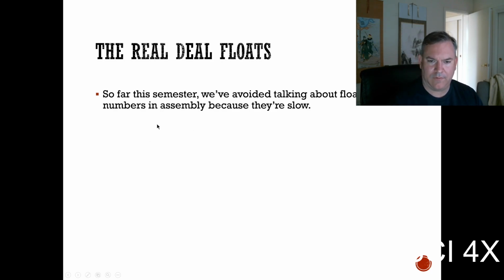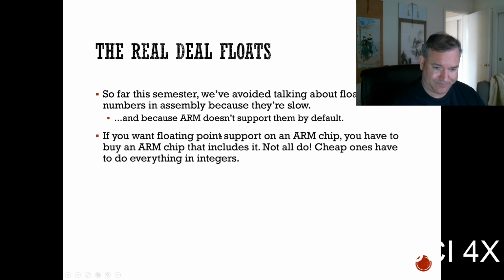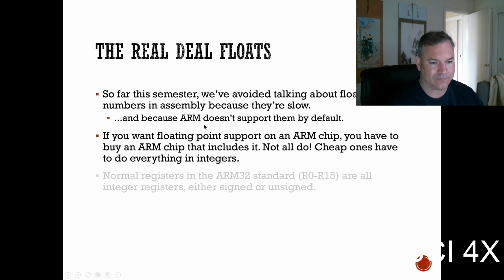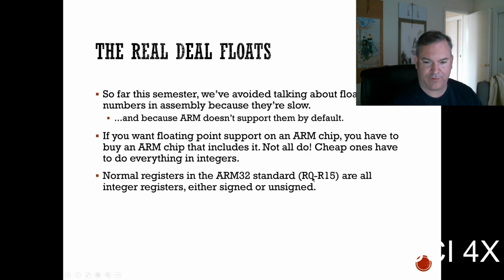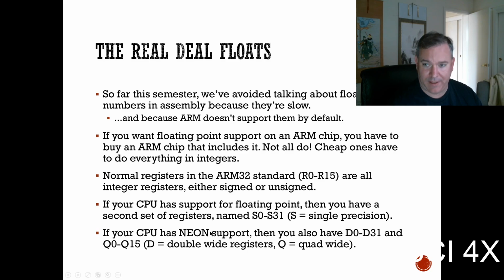We're talking about floating point numbers because they're slow. Because they're not part of ARM by default, you have to have an optional add-on for them. Your regular registers are R0 to R15, but if you've got VFP support, then you've got single point floating point registers, S0 to S31. If you've got Neon, then you've got D0 to D31 and Q0 to Q15, with Q0 to Q15 being the same registers as D0 to D31, and D0 to D16 being the same registers as S0 to S31.